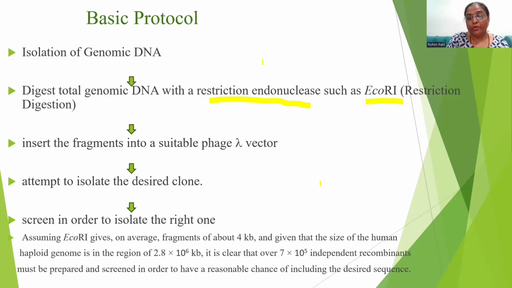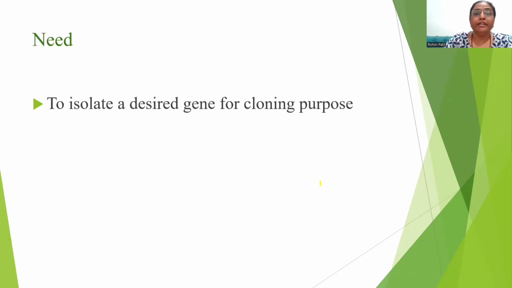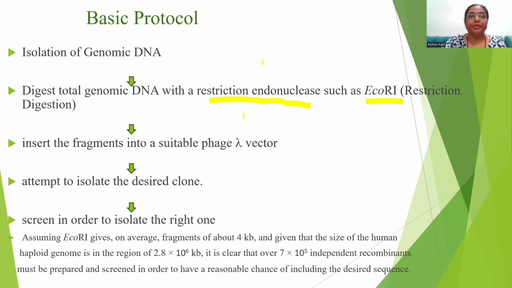Now, why do we have to do this? It is done to isolate a desired gene. Whenever we go for cloning, there is a need of a particular gene to be cloned. And that particular gene can be taken from the library, and that library is called a genomic library.